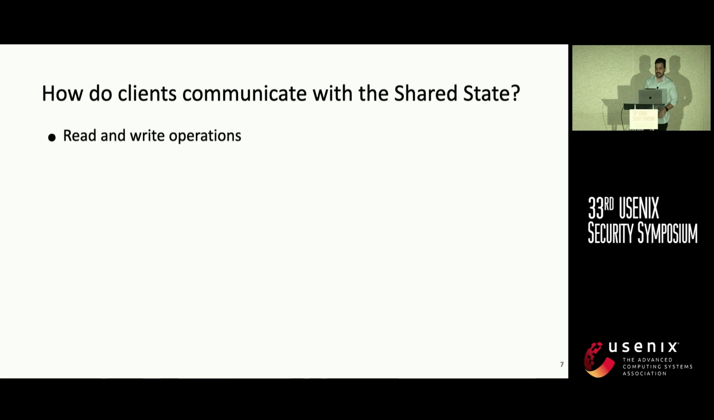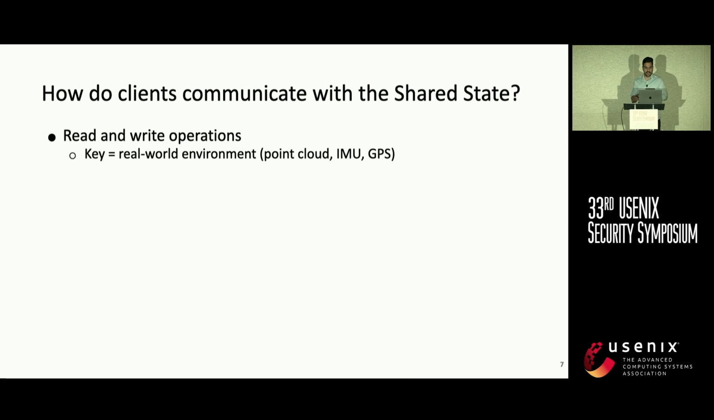The clients can use write and read operations to communicate with the shared state. For these operations, they need key-value pairs. The key is the real-world environment features. It can be the point cloud, the visual features of the environment, or IMU data or GPS of the location. And the value is the hologram stored in the shared state.